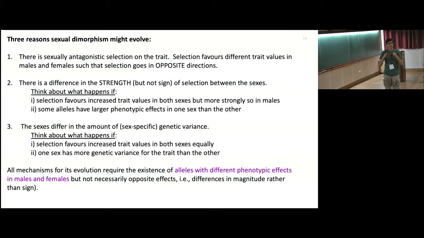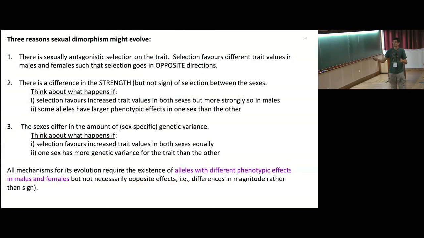So in this case, selection is again pushing both sexes in the same direction, and now with the same strength. But for whatever reason, mutations affecting, say, the male phenotype occur more frequently than mutations that affect the female type. And so then one sex could potentially get ahead of the other, and you would have this dimorphism, again, at least transiently.